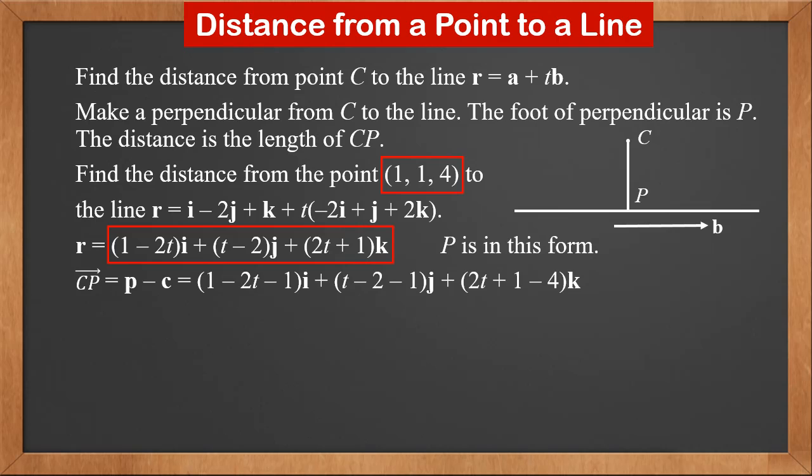Next, let's calculate vector CP. It is P minus C. P is in the above form, and C is (1, 1, 4). So CP is (1 - 2t - 1)i + (t - 2 - 1)j + (2t + 1 - 4)k. It is -2t i + (t - 3)j + (2t - 3)k.